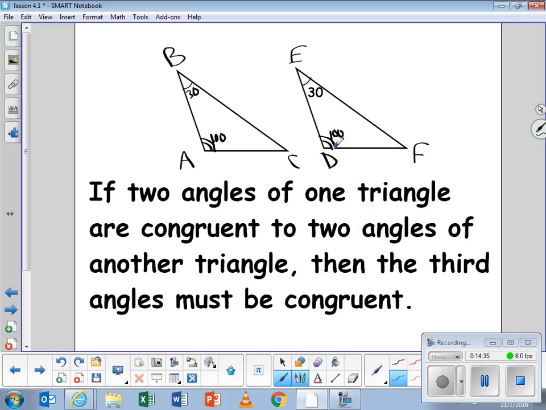But if the first 2 add up to 130, then what does this third angle of the triangle have to be? 50, right? 50 plus 30 is 80, and plus 100 is 180. So if these two are 130 also, then it has to add up to 180. This one also would have to be 50. So it makes sense, doesn't it? If two angles of a triangle are congruent to two angles of another triangle, the third angles have to be congruent. Right? They have to be.